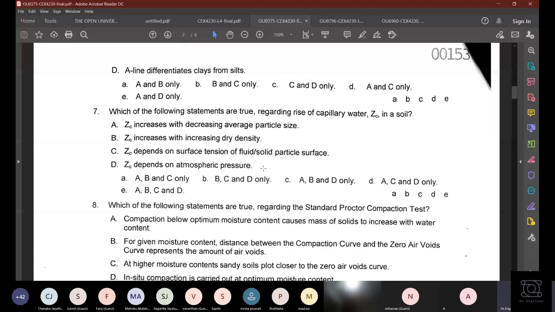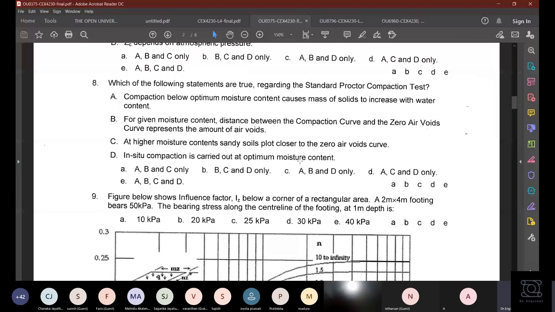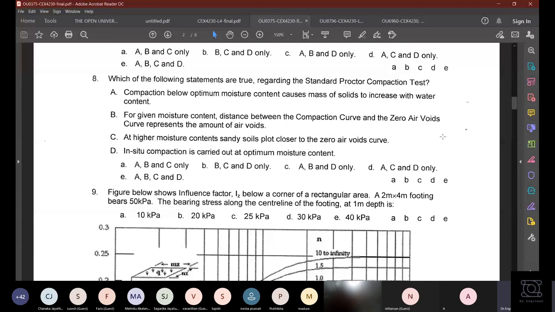Which of the following statements are true regarding the standard Proctor compaction test? Compaction below optimum moisture content causes the mass of solids to increase with water content. So that is true, right? Below the optimum moisture content, the mass of solids also increases with the mass of water. For a given moisture content, the distance between the compaction curve and the zero air void curve represents the amount of air voids. Yeah, that is true. So it's a fairly straightforward question. At high moisture content, sandy soil plots closer to the zero air void curve, right? If you see the chart in your textbook, you can find the answer for this. I think this is true.